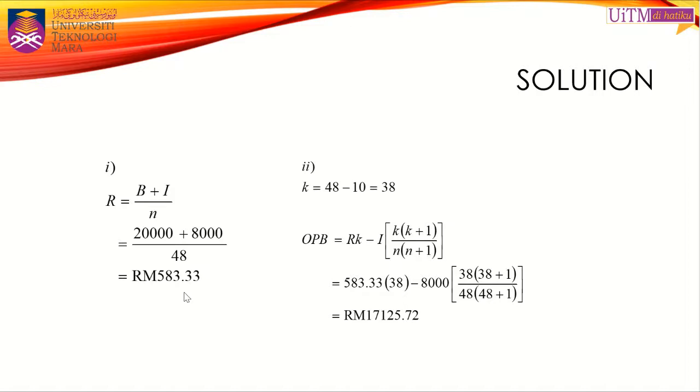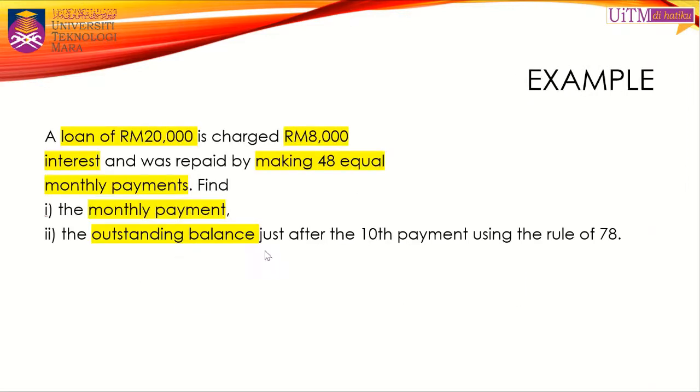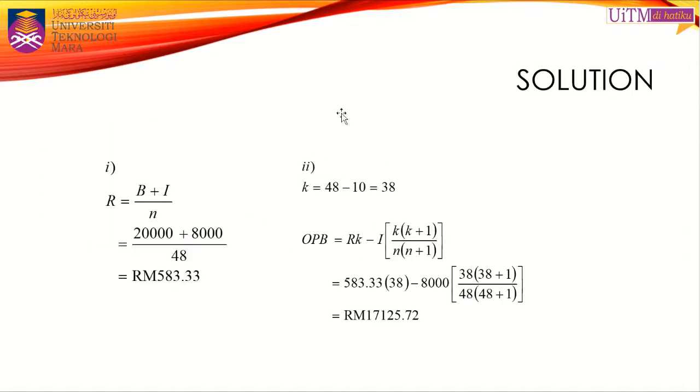For the second one, it says here the outstanding balance just after the 10th payment using the rule of 78. So that means you have to make 48 payments. In this case, you already have made 10 payments, so the rest of the future payments, you want to settle it now. So that means you have another 38 payments to be made. That gives you the value of K equal to 38, which is 48 payments that you are supposed to pay, and then you have already made 10 payments, so you are left with 38 payments.